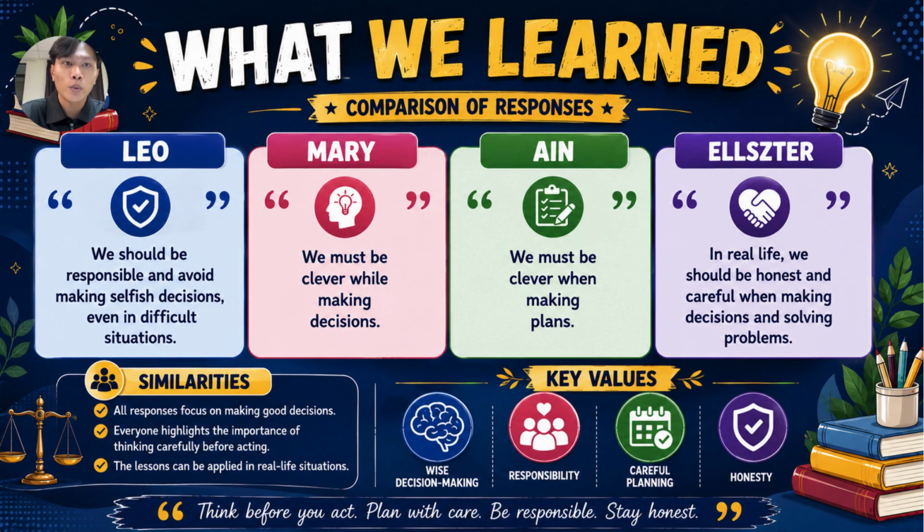So finally, what we learn when we read the story is, for me, we should be responsible and avoid making selfish decisions even in difficult situations. Mary said we must be clever while making decisions, and Ayn, we must be clever when making plans. And the last one is Alistair. In real life, we should be honest and careful when making decisions and solving problems.